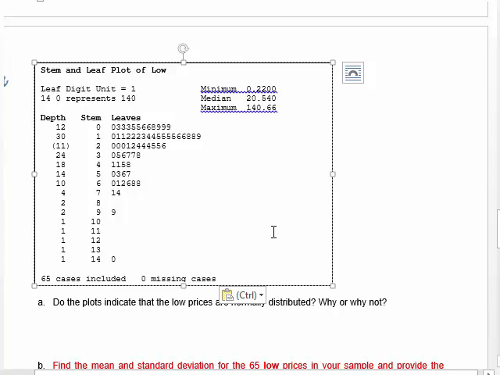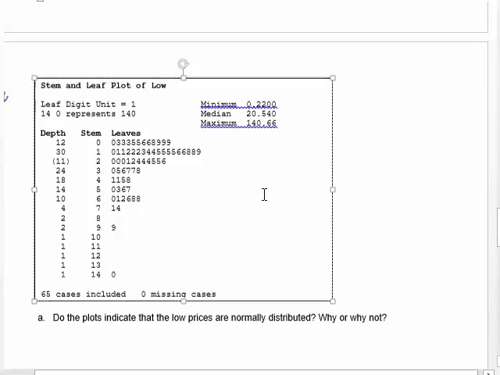I would say the low prices are really skewed. Don't tell me the data. Be more specific. The low prices are skewed to the right in my case.